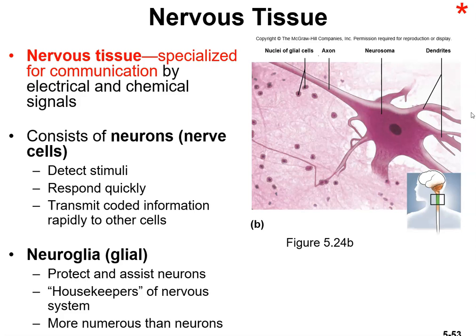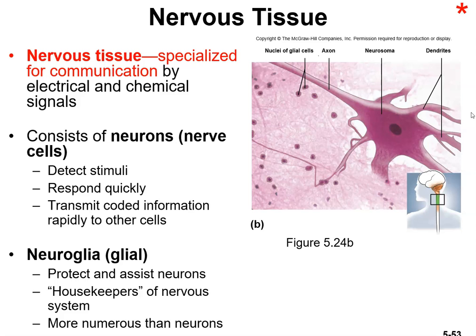First, let's talk about the nerve tissue. Nerve tissues are specialized cells for communication. In other words, the nerve tissue has a function of communication. The communication has two ways. One is electrical communication, one is chemical communication. So the nerve tissues can send out two types of signals, electrical signals and chemical signals.